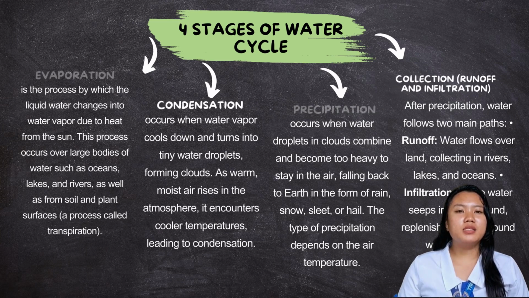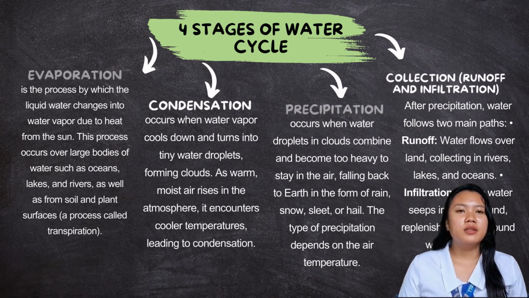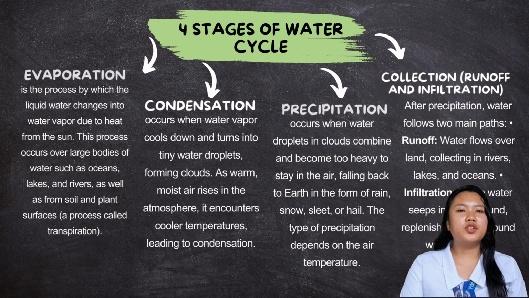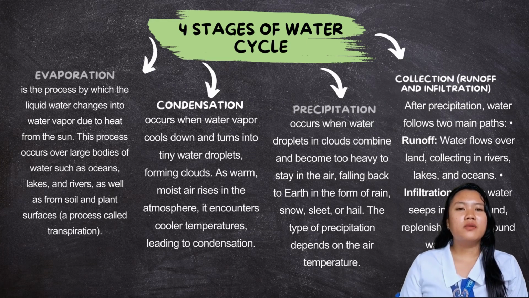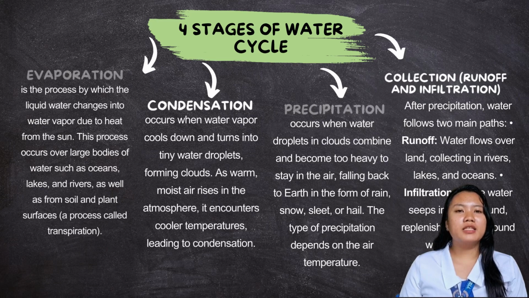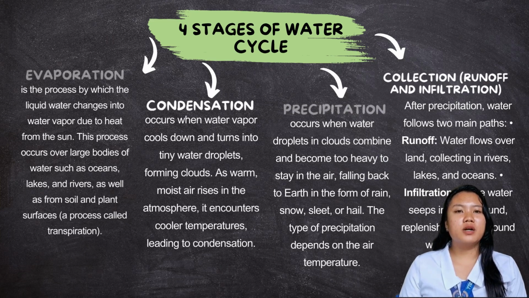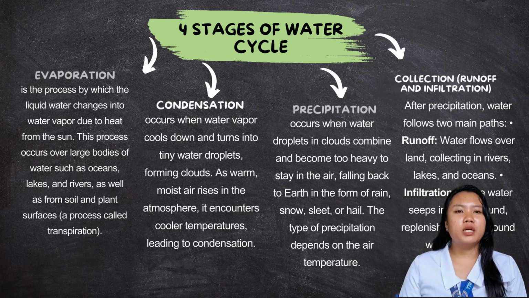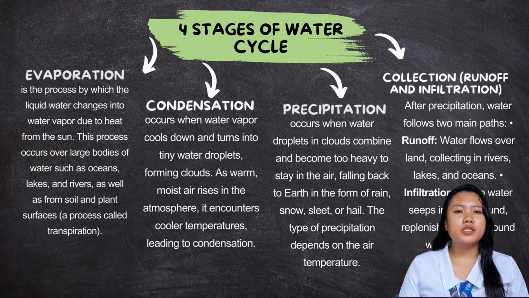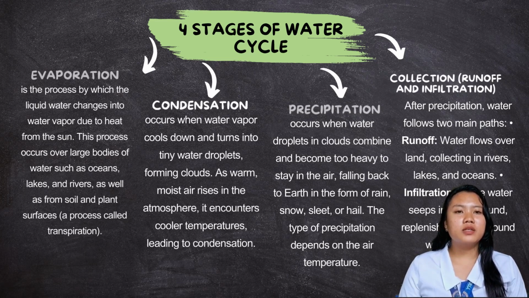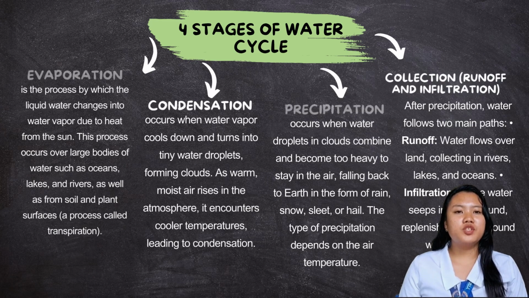The fourth one is the collection. After precipitation, water follows two main paths: runoff and infiltration. In runoff, water flows over land, collecting in rivers, lakes, and oceans. In infiltration, some water seeps into the ground, replenishing underground water sources. For example, rainwater that falls on mountains travels down into rivers, eventually reaching the ocean.